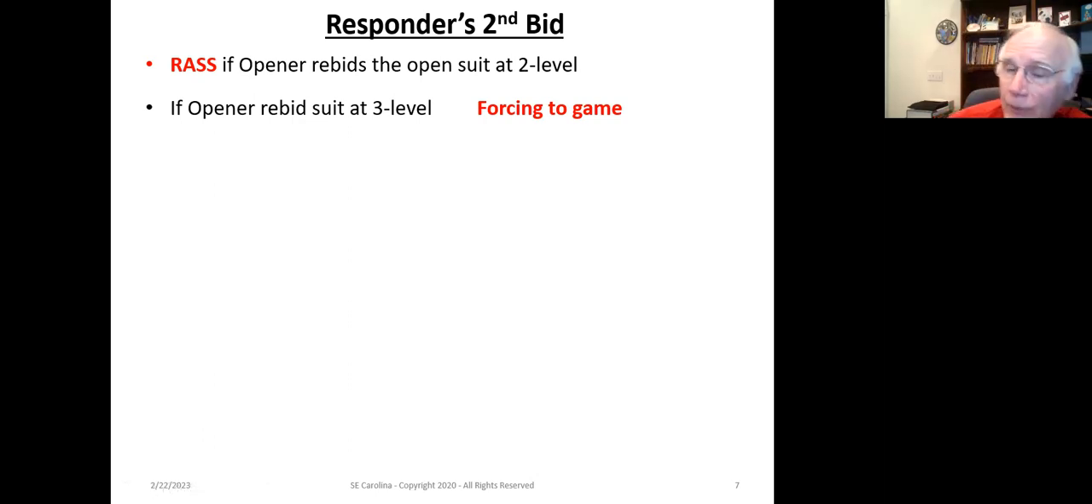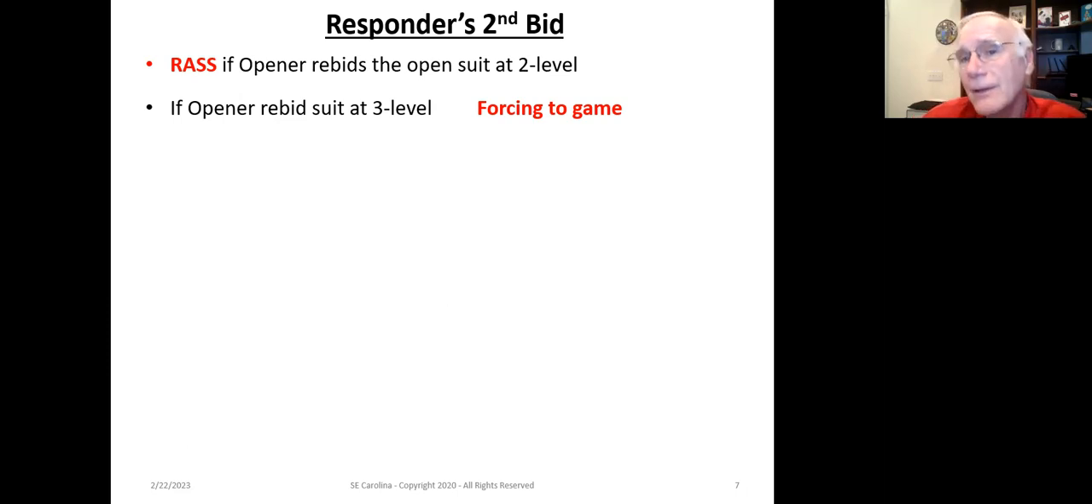Now, if the opener rebids the suit at the 3 level, that bid is forcing to game. Why? Because the opener is saying they've got 6+ cards in the suit and 14+ points, and the responder has promised 3 cards in the suit and 10+ points. So they've got a great suit and enough points for game, so it's forcing to game.